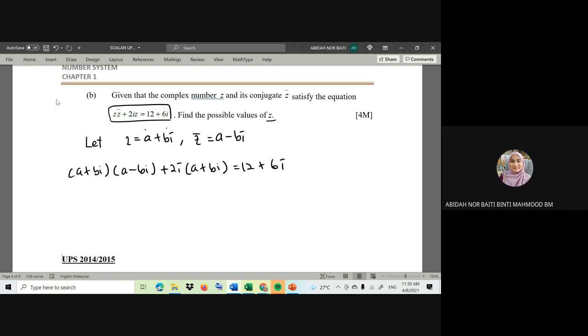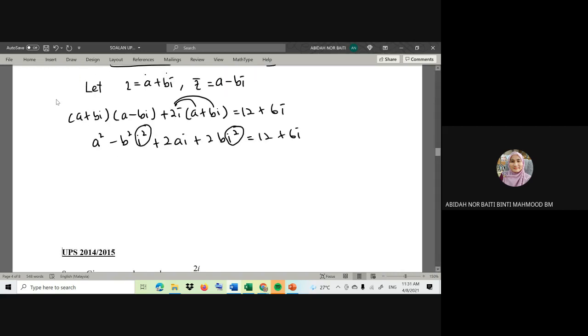Okay, at your left side, expand. Okay, ni semua expand, ni semua expand. Expand saja. So ni expand yang senang lah kan sebab dia different, same term kan but different sign. So here we get A squared minus B squared i squared. Okay, plus 2Ai plus 2B i squared. Okay, equals 12 plus 6i. So mana yang nampak i squared semua ganti ya. Jangan tengok sahaja, tak tahu nak buat apa-apa. i squared substitute with negative 1. So here become positive lah. Okay, so ni pun jadi negatif lah ni.